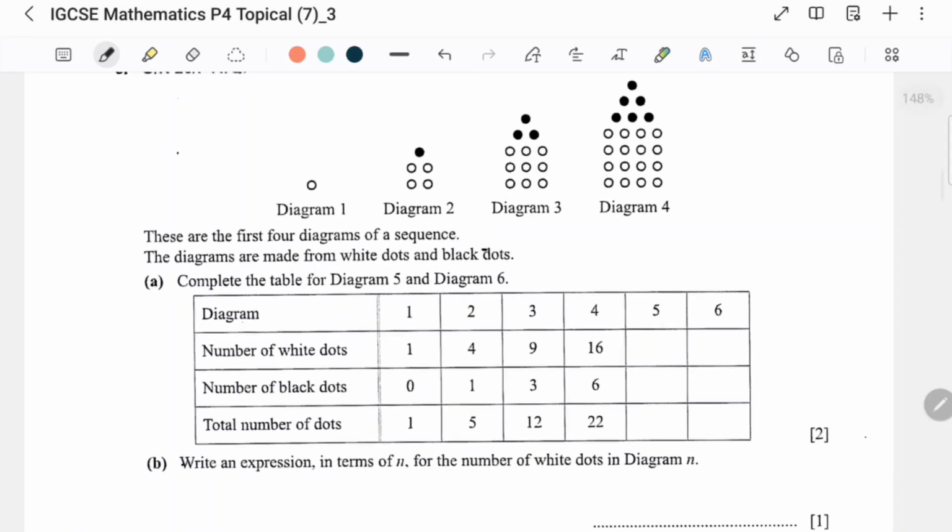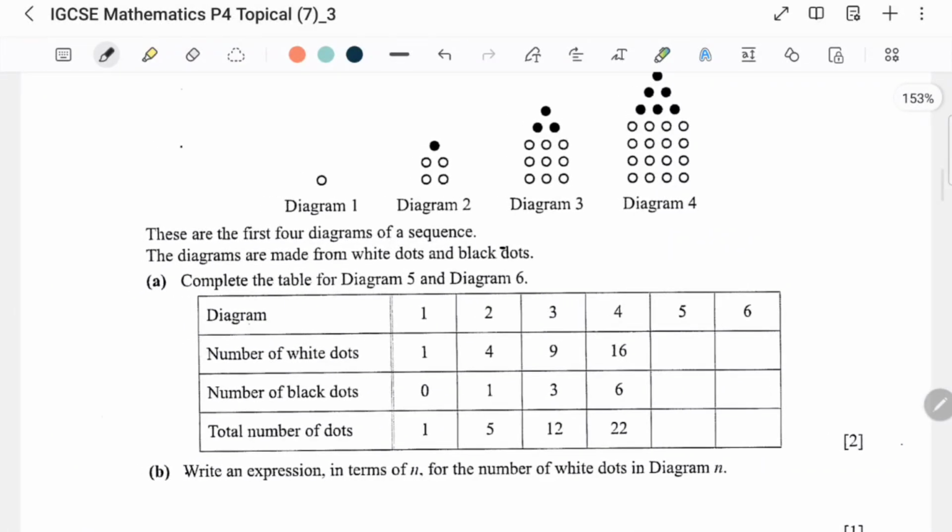Again, the table is there, diagram 1, diagram 2, diagram 3, white dots, black dots, number of dots. Read the whole question first. They're asking us to write down the fifth and sixth term. White dots: 1, 4, 9, 16. What are these? Square numbers: 1 square, 2 square, 3 square. So 5 square is 25 and 6 square is 36.